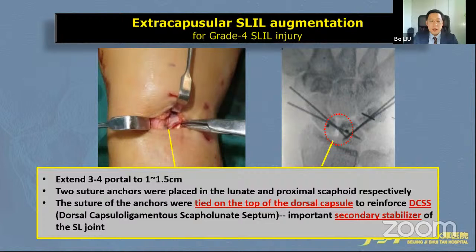As Jeff has mentioned, this is one of my papers, where I use an extended 3-4 portal to 1 to 1.5 centimeters, with two suture anchors placed on the lunate and the proximal scaphoid respectively. The sutures of the anchors were tied on top of the dorsal capsule to reinforce the DCSS, which is now thought to be one of the key structures of the SL interval, because we all know that there is too much stress between the scaphoid and the lunate. So this procedure will make a good augmentation to this dorsal scapholunate complex.